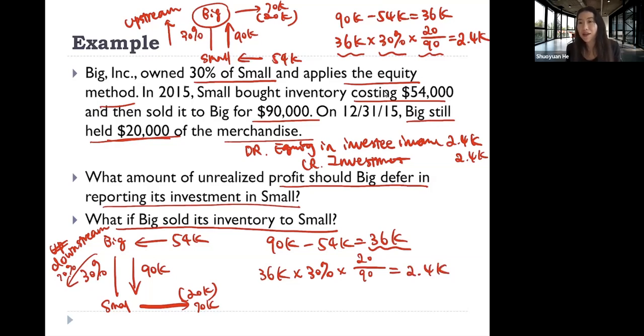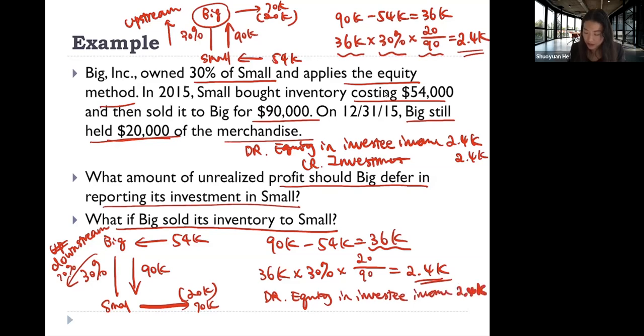So as you can see here, the numbers we get, no matter whether it's an upstream or downstream sale, are exactly the same. But there's a subtle difference in the logic here. And the journal entry, again, is exactly the same. It is to debit equity in investee income for 2.4 thousand, credit investment account for 2.4 thousand. So this is the journal entry.